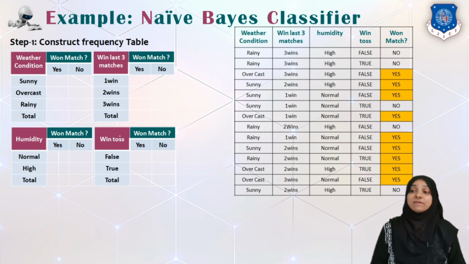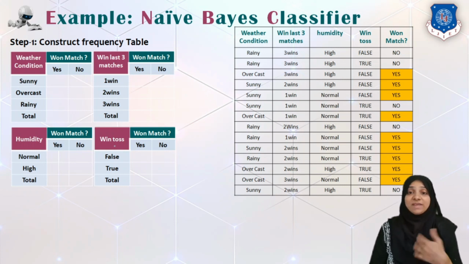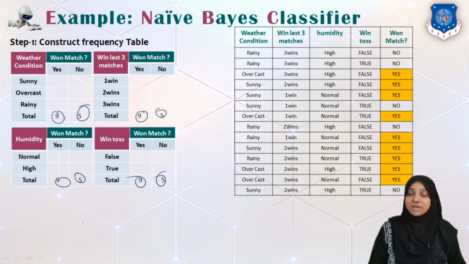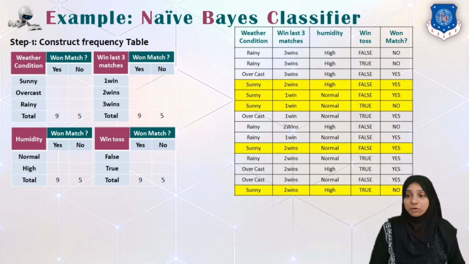Next, we will calculate how many yes predictions, yes values for the output variable, there are in our table. There are only 9 yes entries, no entries are only 5. So at the end, in each table, total yes entries are 9 and no entries are 5 in each of these tables. This is constant. Okay. Rest of the values will be observed and filled accordingly.